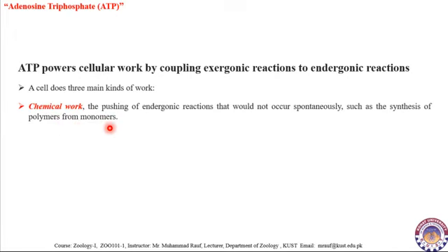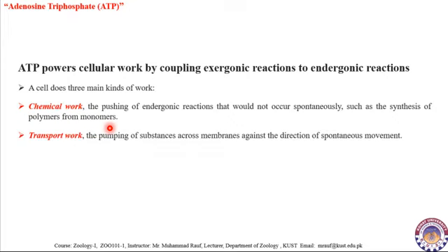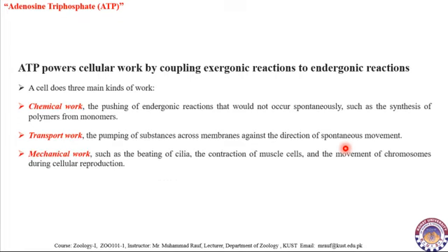from monomers takes place. The second type of work is transport work, which is concerned with the movement of molecules across the plasma membrane against the direction of spontaneous movement, which means the movement is against the concentration gradient. The third is mechanical work, which refers to the beating of cilia, the contraction of muscle cells, and the movement of chromosomes during cellular reproduction.